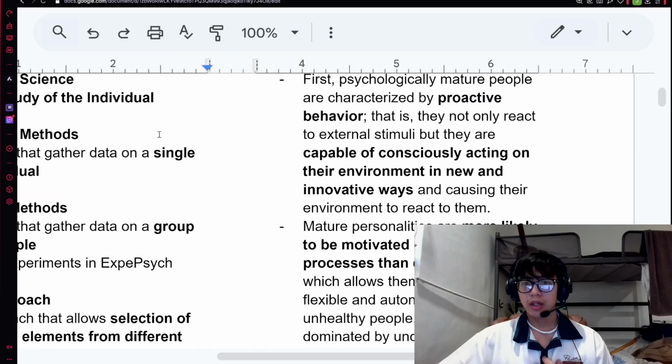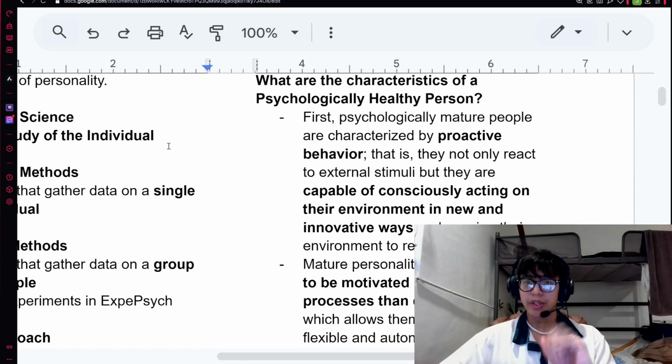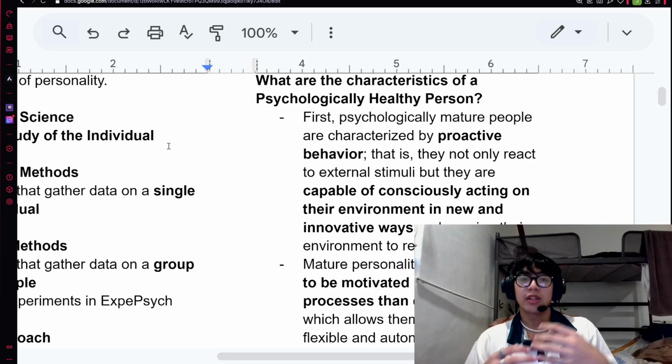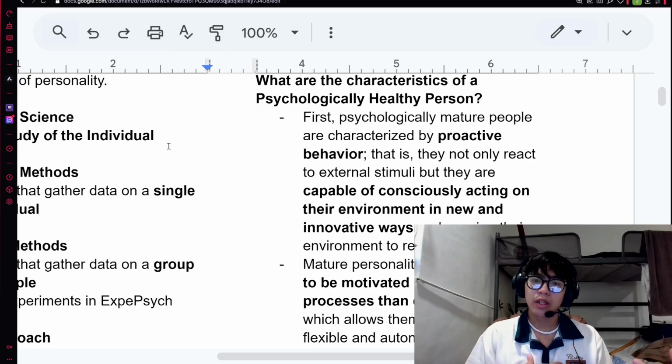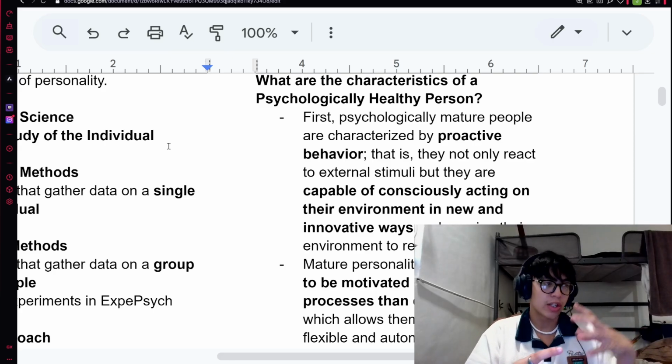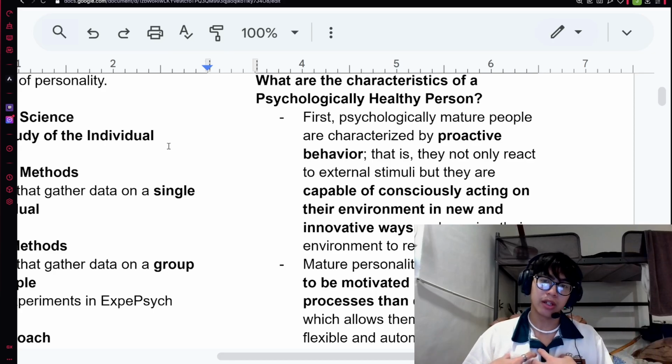So, let's try and break this first part down. What Gordon Allport is explaining here is proactive behavior, and this basically means that they're not just waiting for stimuli to come to them and then reacting to it. It's more like they're also consciously trying to change something in their environment for the better, and it could be in new and innovative ways.